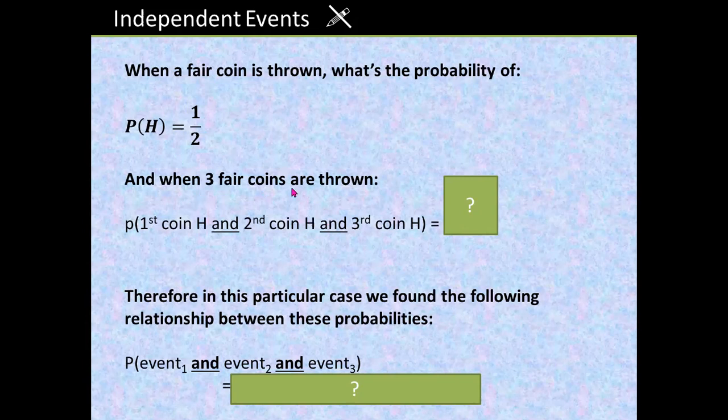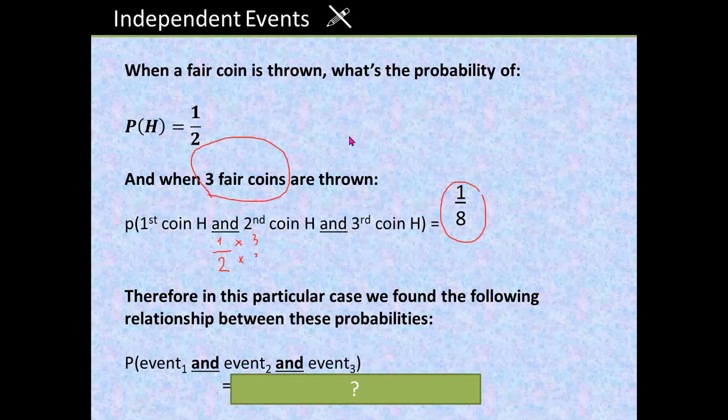And when 3 fair coins are thrown, the probability is 1/8. First coin times the second throw times the third throw. So why is it 1/8? Take note that the coin is thrown 3 times. So therefore, 1/2 times 3, and then reduce to lowest terms.